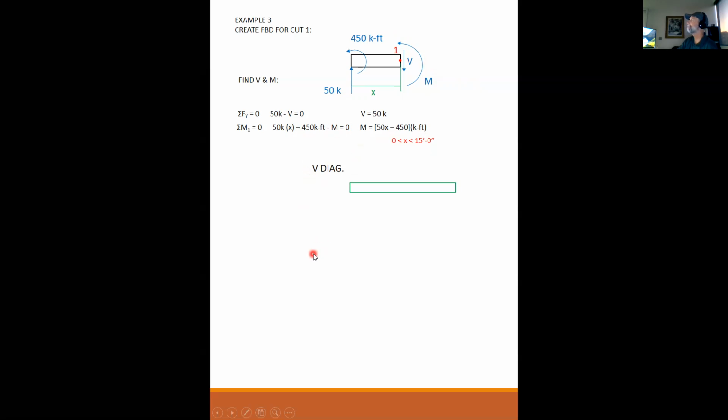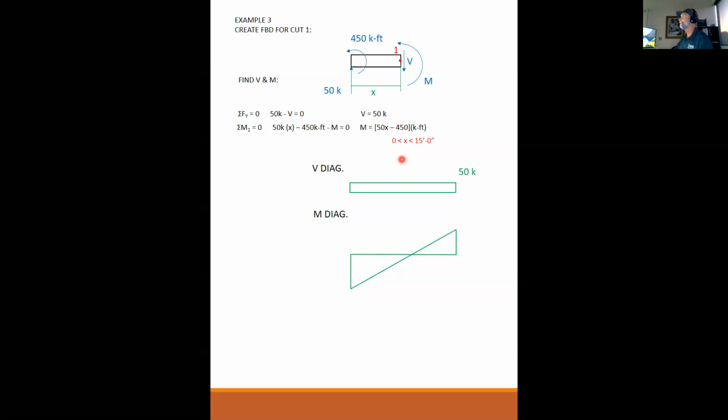So my shear diagram, I have a constant 50 kips. So anywhere along the span, it's 50 kips. So I just draw a constant 50 kips. For the moment diagram, this is again the equation for a line. You can recognize this to be linear. And to solve for that line, you can either do y equals mx plus b, solve for b, and solve for m. Nothing wrong with that at all. That's one way to solve it.